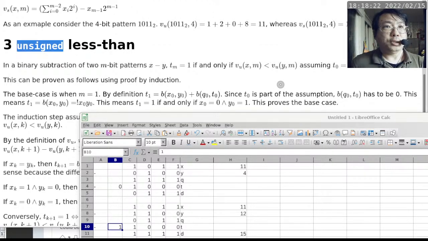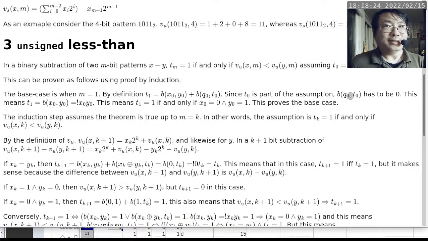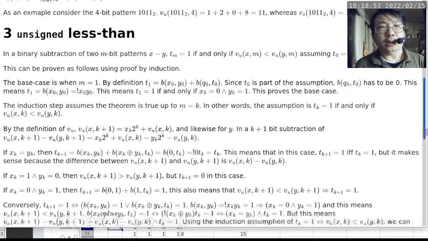And I'm pretty sure someone is going to ask, but what about the rest of section 3? There's a whole bunch of stuff in section 3, and I only talked about the first paragraph. The rest is really just to prove why this theorem is true. Why is it the case that T_M equals 1 if and only if the unsigned value of x is less than the unsigned value of y in the subtraction of x minus y? That is the proof.